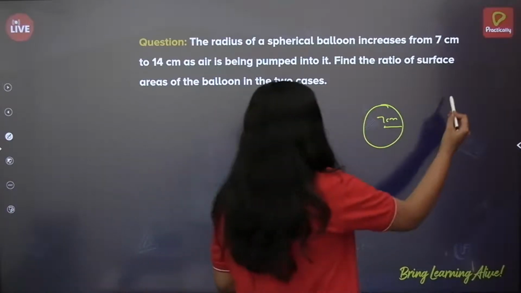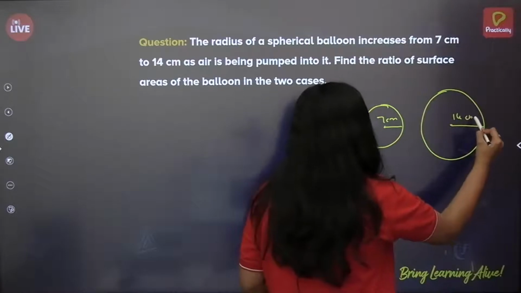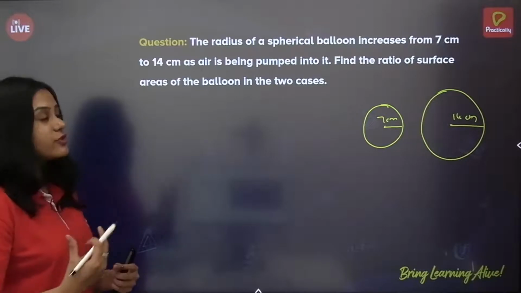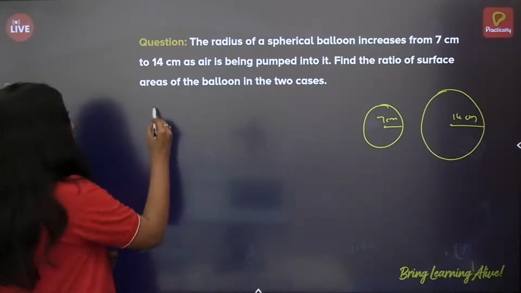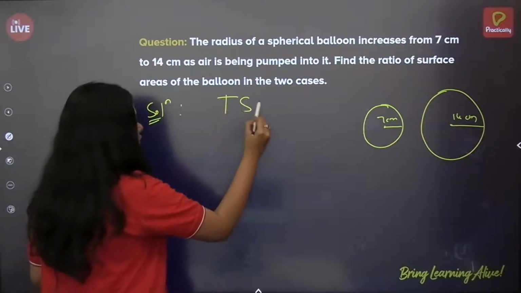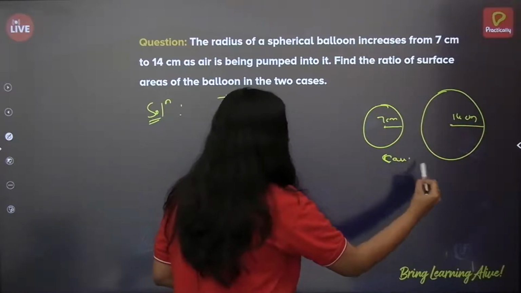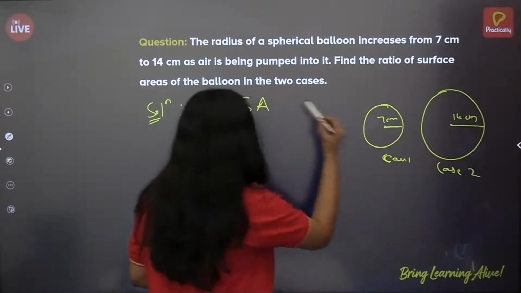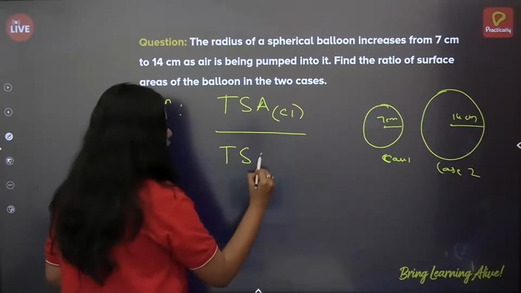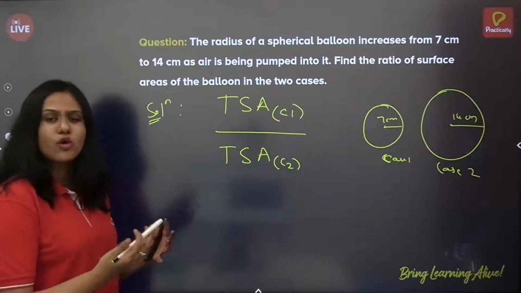Okay. Then now it is inflated to 14 centimeter. So this is 14 centimeter. Correct? Next. Find the ratio of surface areas of the balloon in the two cases. So, we have to find total surface area. This is case 1, okay? This is case 2. So, I am writing TSA of case 1 by TSA of case 2. Both are spheres, correct? We can obviously do it.